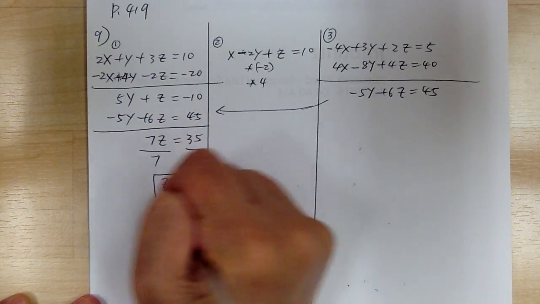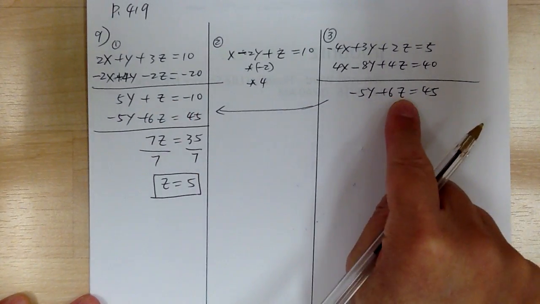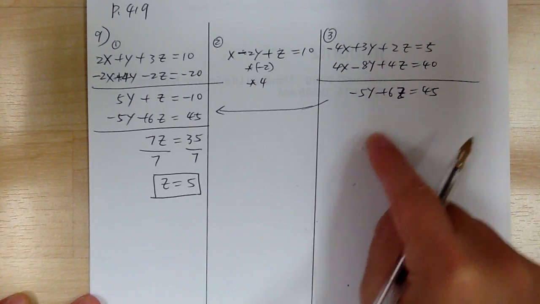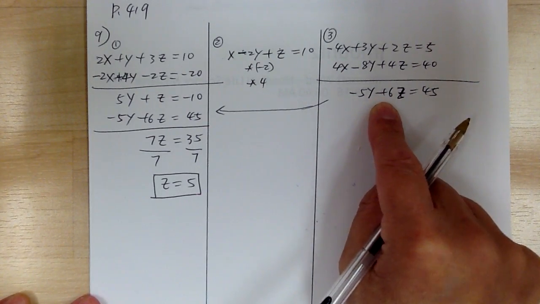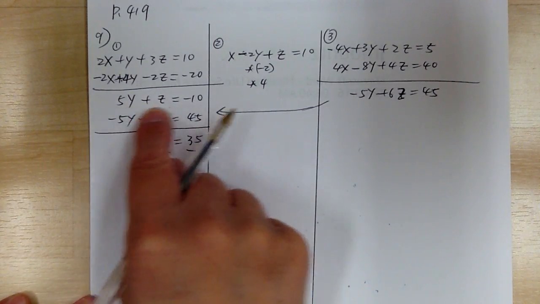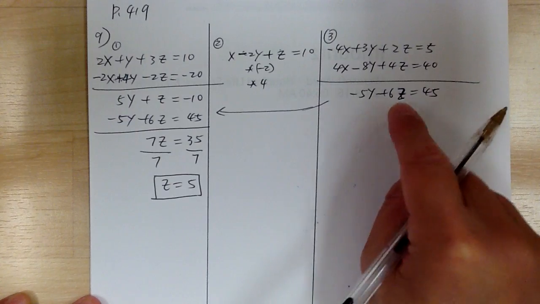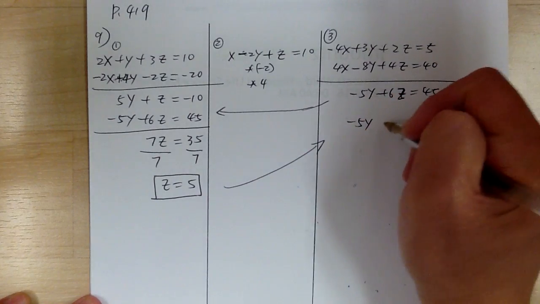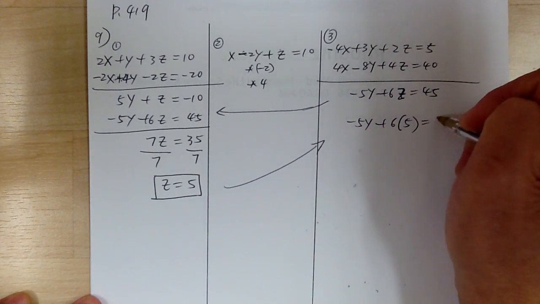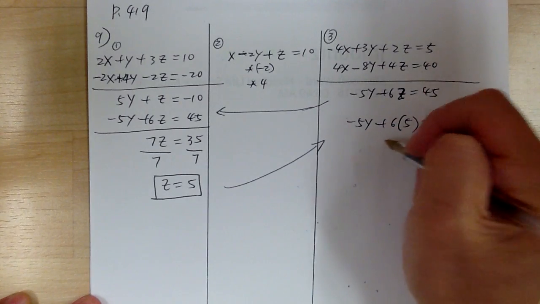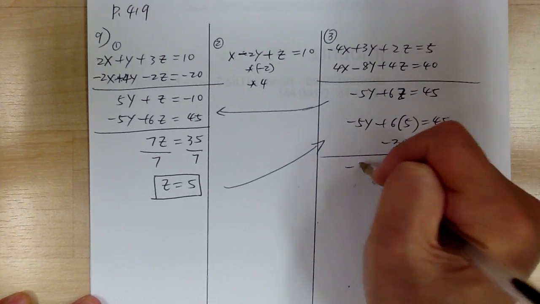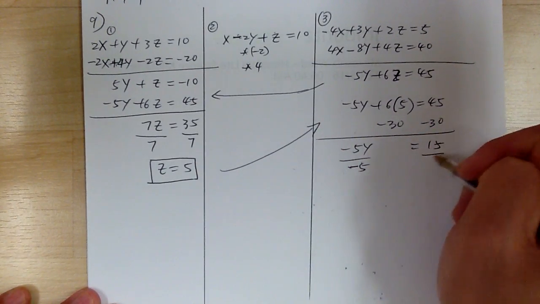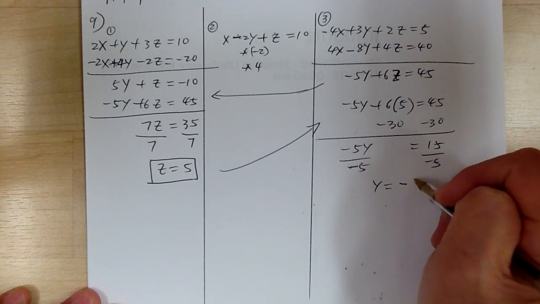Once I find z equal to 5, I'm going to go back one step, either here or here, to find y. I don't like the negative, but since there's a space over here, I'm just going to use this one. Normally I would use this one, the best one. So substitute: negative 5y plus 6 times 5 equal to 45. This is 30, so I'm going to minus 30. So negative 5y equal to 15. Divide by negative 5. So y equal to negative 3.